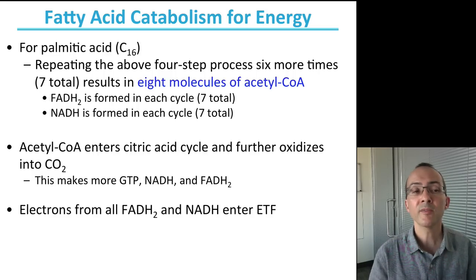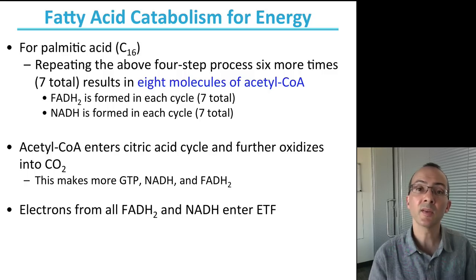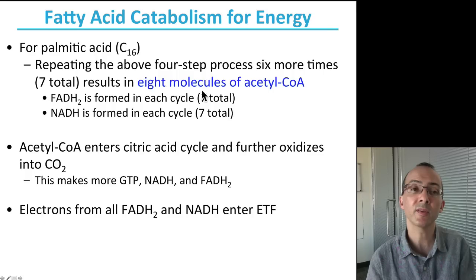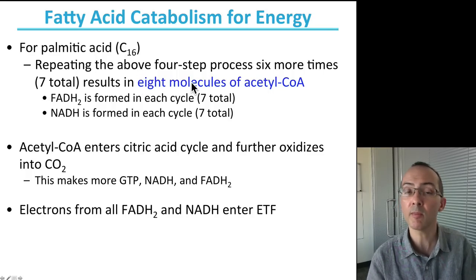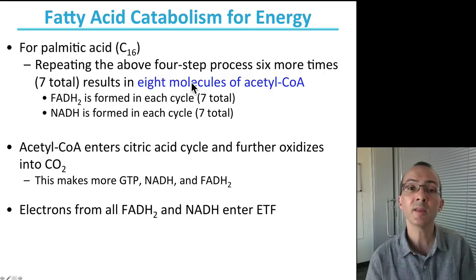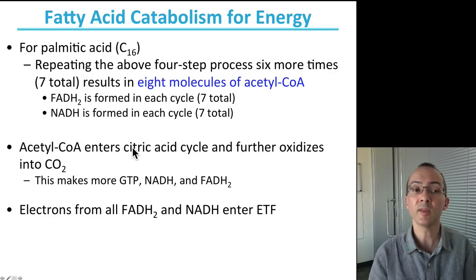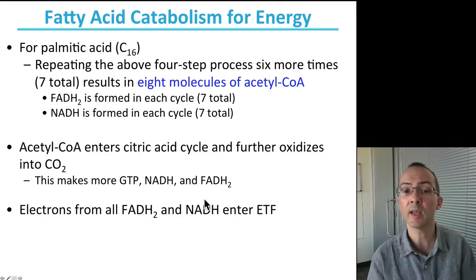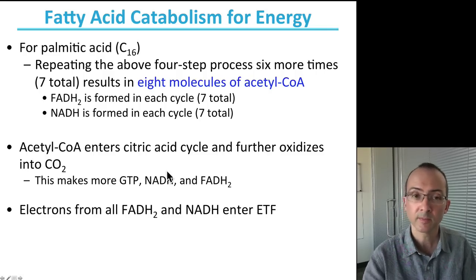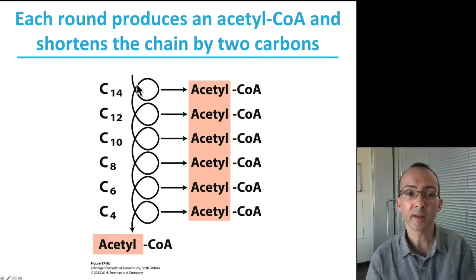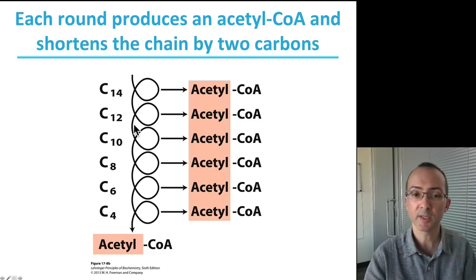So if we look at a fatty acid like palmitic acid, C16, we do this process 7 times. We cleave off 7 acetyl-CoA units. We're left with the 8th one, the last one. And so we end up with 8 molecules of acetyl-CoA, 7 molecules of FADH2, 7 molecules of NADH, and then the acetyl-CoA that's formed can enter the TCA cycle, be further oxidized into carbon dioxide to make more GTP, NADH, and FADH2. And so again, we break the chain down by 2 carbons in each cycle, as shown here.